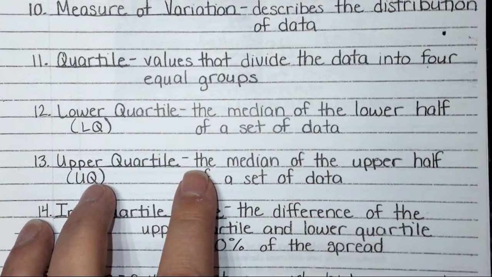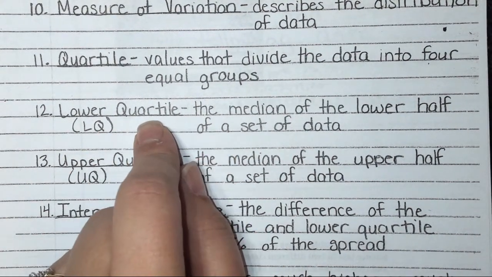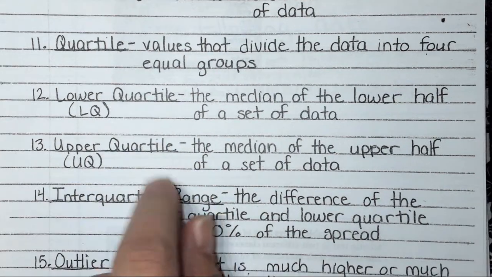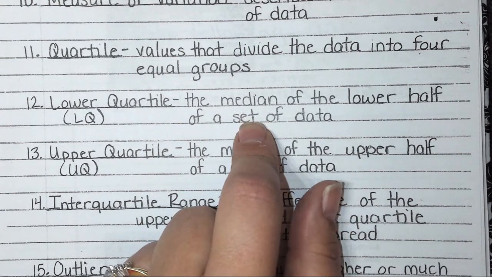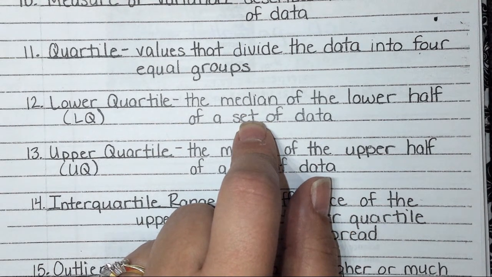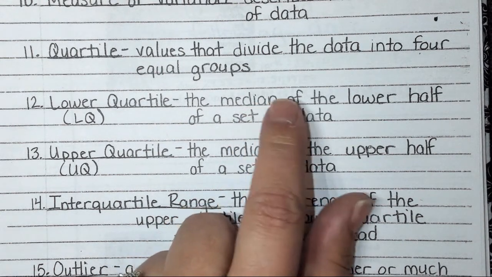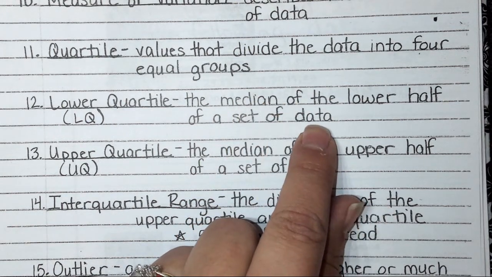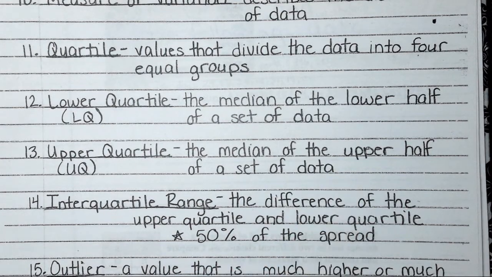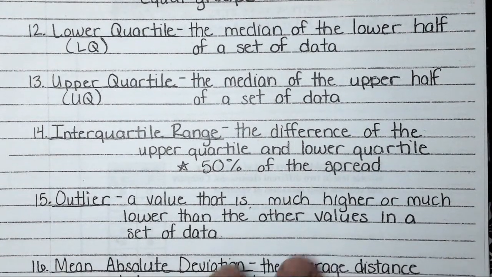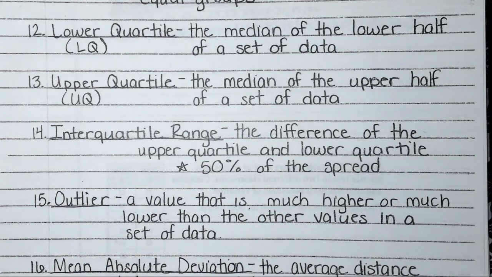Those 4 groups are going to be divided by the lower quartile and the upper quartile. Those are abbreviated LQ and UQ. You're going to end up finding your median 3 times. So you've got the median, or the middle of the lower half, and the median, or the middle of the upper half. Once we do that, then we're going to be looking for the interquartile range.